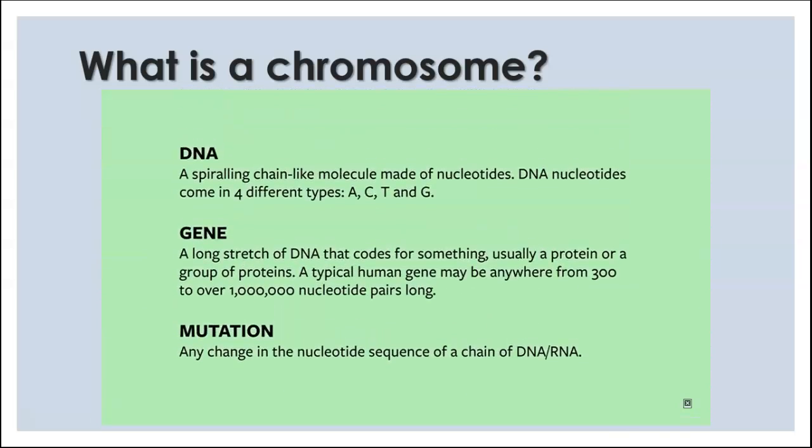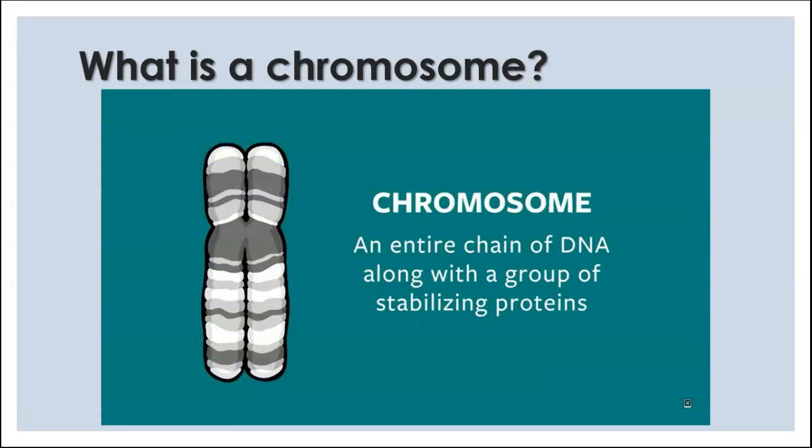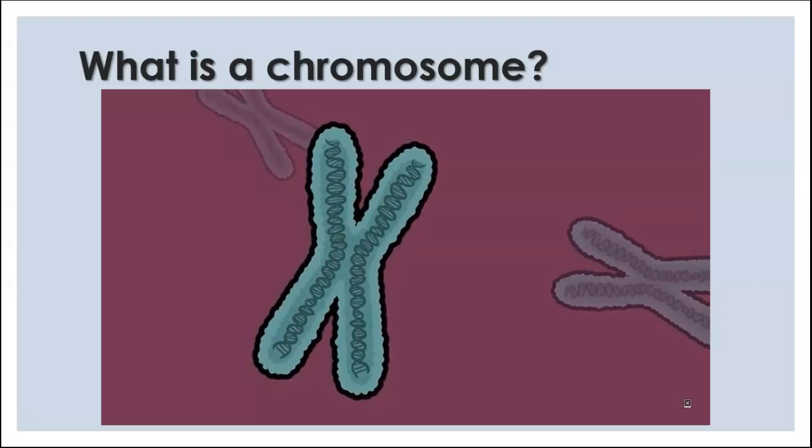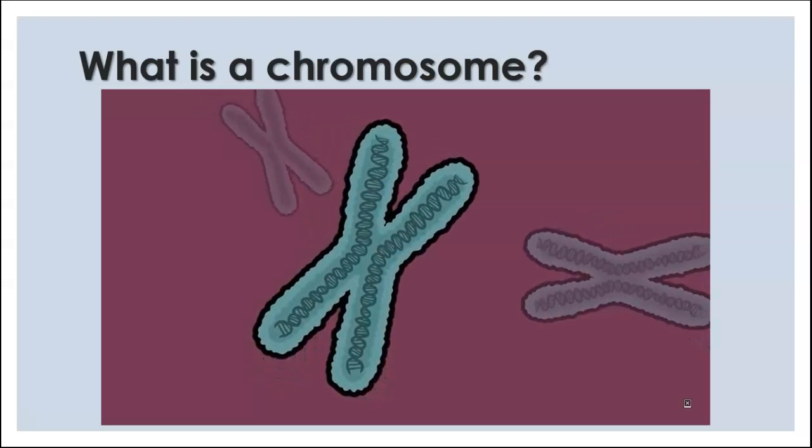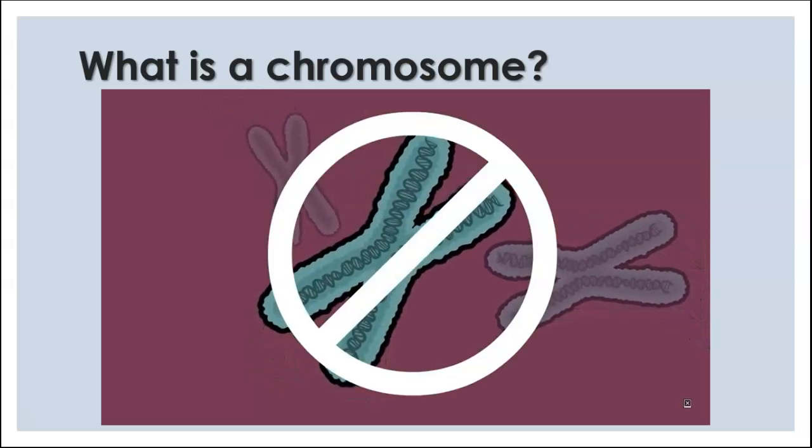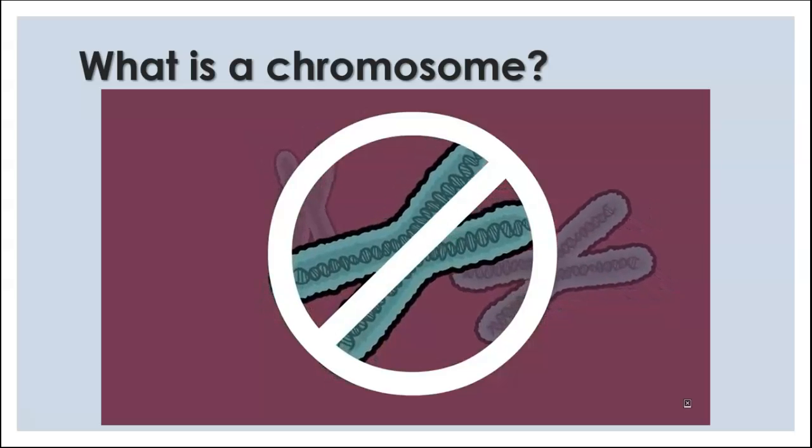Now that you clearly understand these three terms, and by the way, feel free to pause the video to study them if need be, it is now time to talk about chromosomes. A chromosome is an entire chain of DNA along with a group of stabilizing proteins. You may have seen images showing DNA trapped inside a chromosome, sort of like this. This is not how chromosomes hold their DNA.